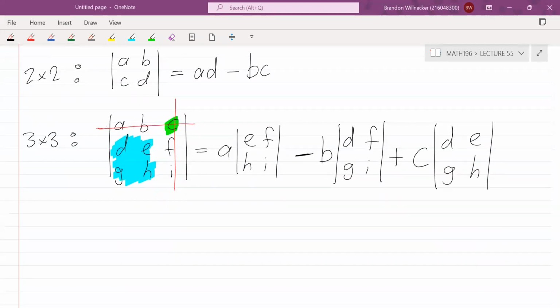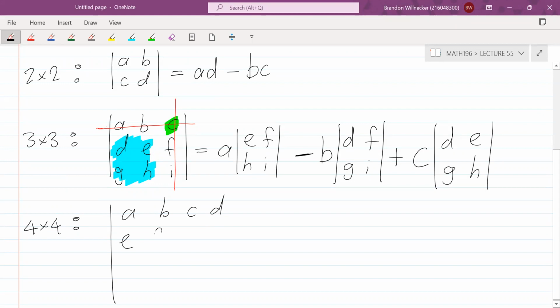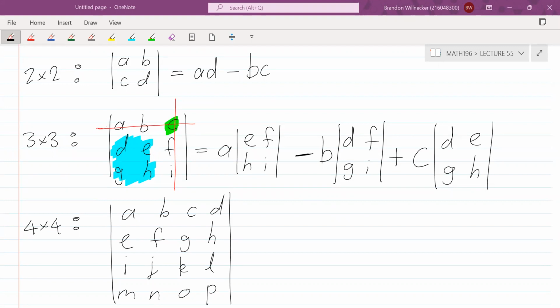Okay, and then this can be extended to a 4x4 matrix. Let's say we have A, B, C, D, E, F, G, H, I, J, K, L, M, N, O, P. Okay, so we've got a 4x4 matrix. We do exactly the same thing. So this is going to be A. So we've got A here.